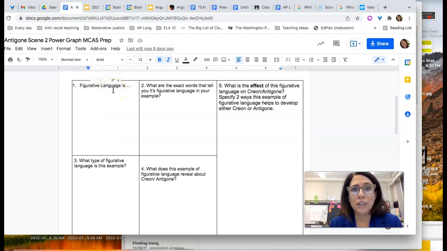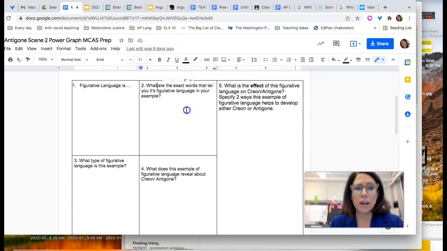So you really need to have a definition. And then you move to this box to the right. What are the exact words in the text where you find an example of figurative language? And you're going to write those exact words in this little box. And then you're going to identify in box 3 what figurative language you're talking about.